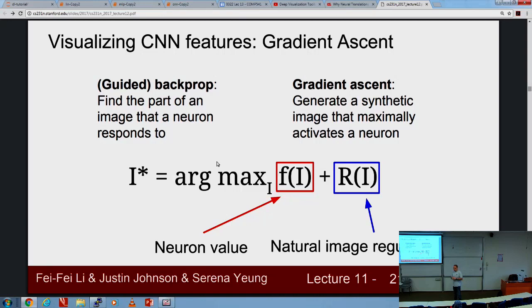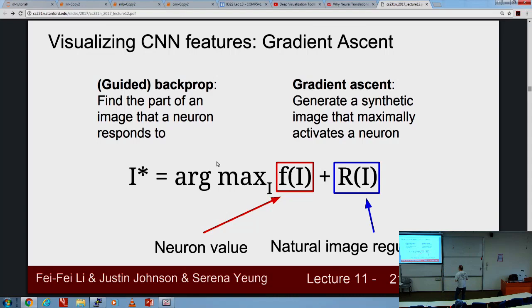Does it converge with gradient ascent? We'll see examples. You're asking if there is a maximum that... good question, I don't know. But with the regularizer, it probably will converge, right? We basically add another component, maybe an L2 regularization or something, that prevents our image from blowing up and looking like not an image.